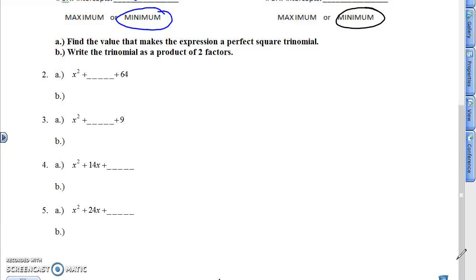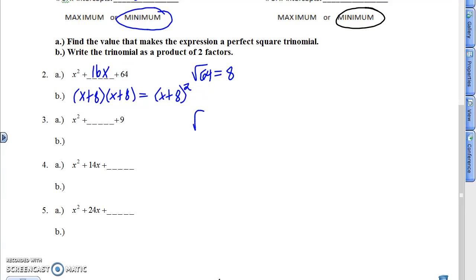Questions 2 through 5 are all asking us to find a value that makes the expression a perfect square trinomial and write the trinomial as a product of 2 factors. If I'm given the back term, the final term, the c, the constant, I would look to take the square root of that. The square root of 64 is 8. So that's going to make my 2 factors x plus 8 times x plus 8, or you could write that as x plus 8 quantity squared. Either way I'm good. To get my middle term, I take this 8 times 2 is 16, so this middle term is going to be 16x.